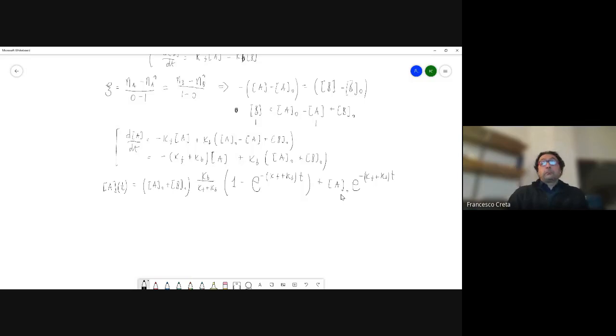So if you don't believe it, just differentiate this with respect to time and you will get exactly this term here, okay? Where A is this function here. Now, why do we care to write this down in full? Well, remember what we have, okay? We have a reversible reaction between A and B with KF and KB, okay?